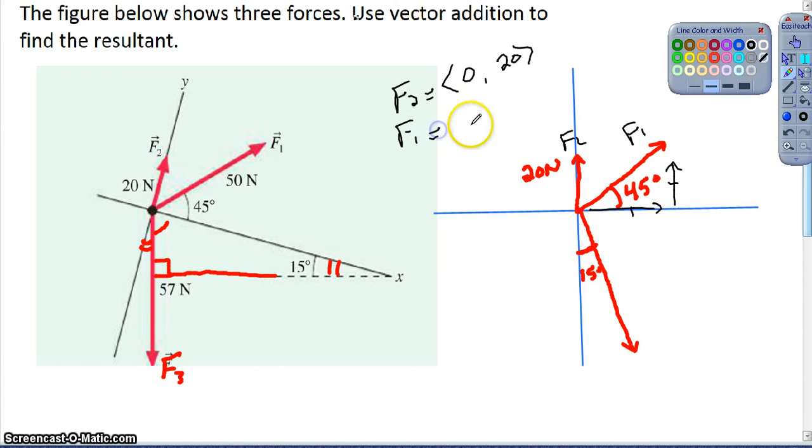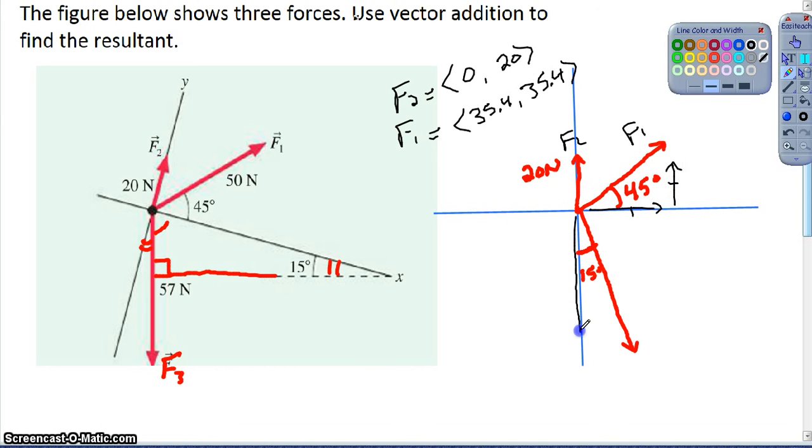So force 1, the components for that would be 50 times the cosine of 45 and 50 times the sine of 45. So when we find that, let's see if I can find my calculation here. You got that 35.4 for each of those components. And each one of those would be a positive value, right? Because I'm going off to the right and I'm going upward.